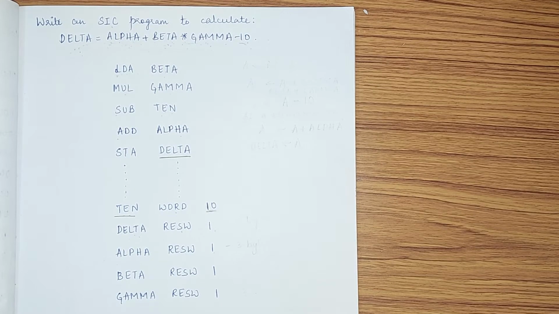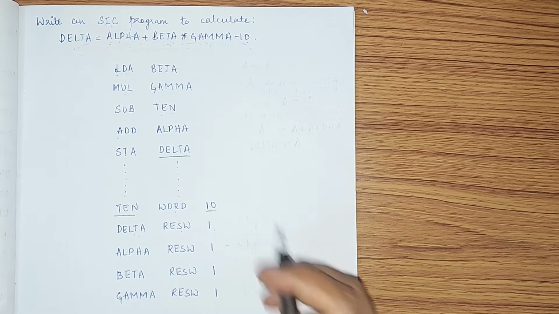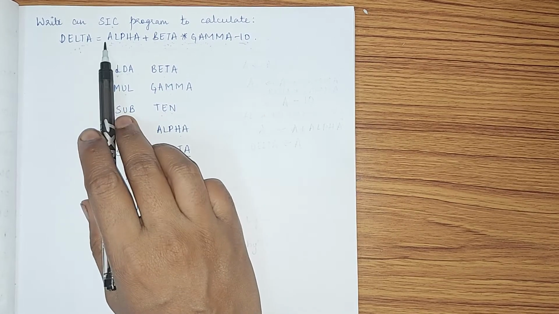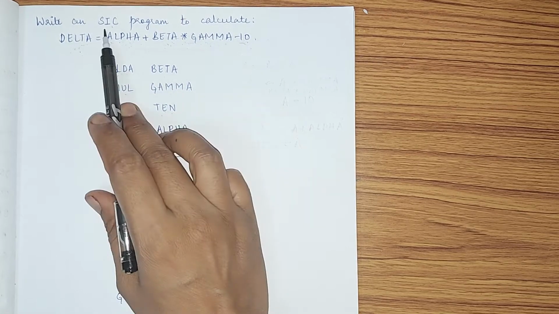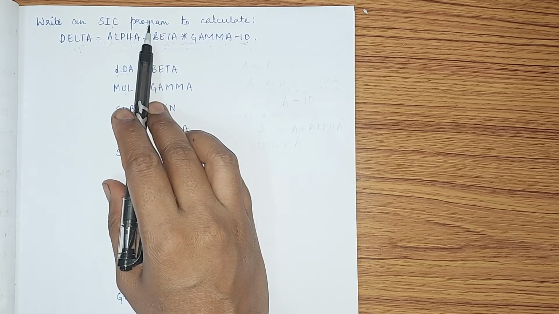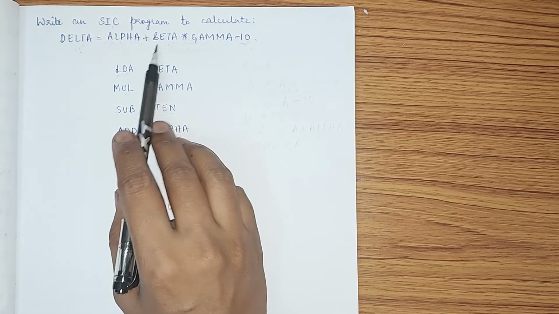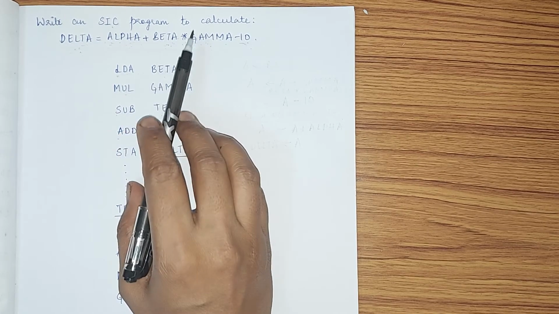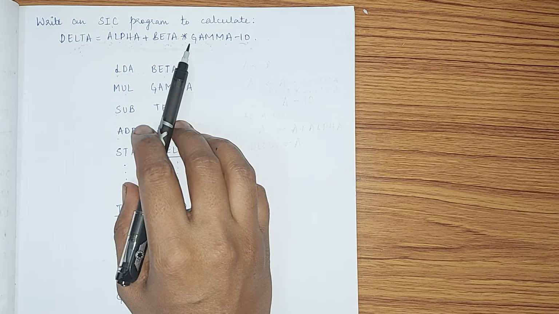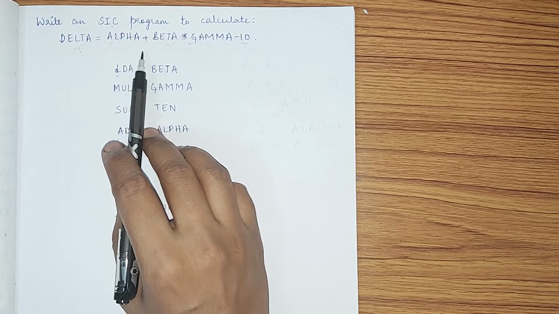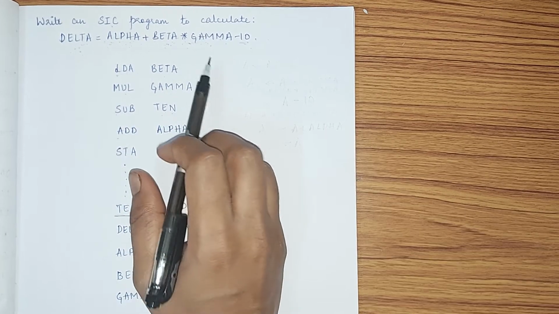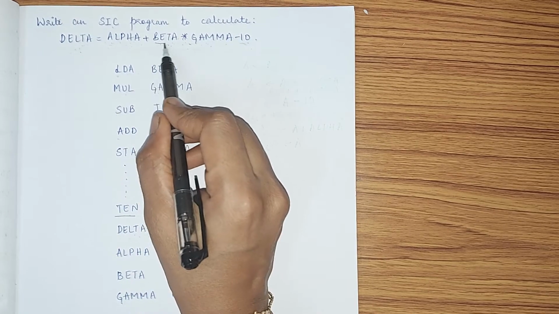Hello everyone, today we will be seeing how to write the SIC program to calculate this operation, that is delta is equal to alpha plus beta star gamma minus 10. SIC program follows the normal conventions of arithmetic operations, which says that we have to prioritize multiplication and division first, followed by addition or subtraction. So according to that, this operation has to happen first.